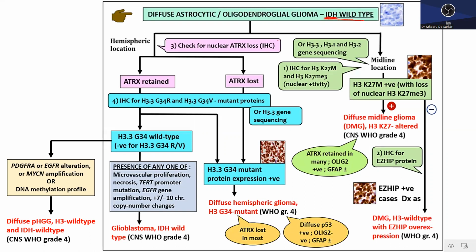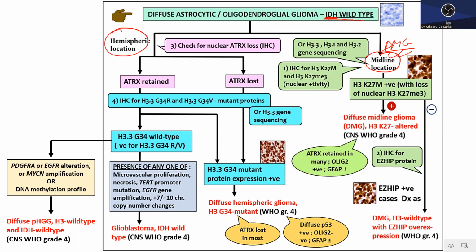And for that, first, you will have to separate your tumors based on whether they are situated in the midline or whether they are situated in the hemispheric location. Let's talk about the midline family of tumors first. So DMG, right? Diffuse midline gliomas, and we know diffuse midline gliomas are associated mostly with the H3 K27M mutation, sometimes with EZHIP overexpression or with EGFR amplification, right?